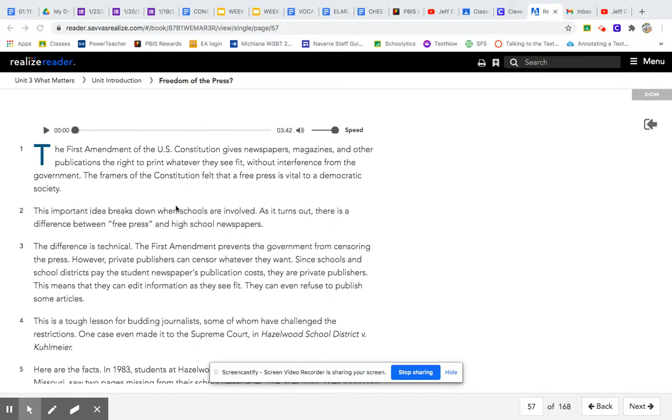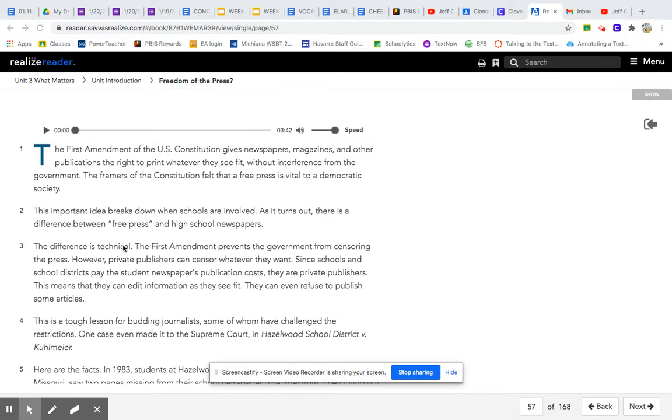So let me start here and I'll read this for you guys. The First Amendment of the U.S. Constitution gives newspapers, magazines, and other publications the right to print whatever they see fit without interference from the government. The framers of the Constitution felt that a free press is vital to a democratic society. This important idea breaks down when schools are involved. As it turns out, there is a difference between free press and high school newspapers.